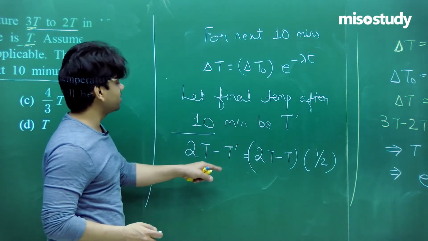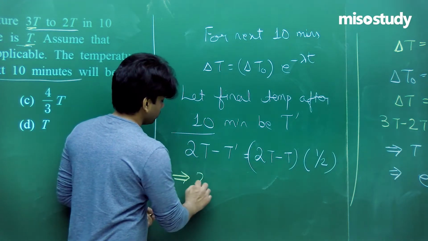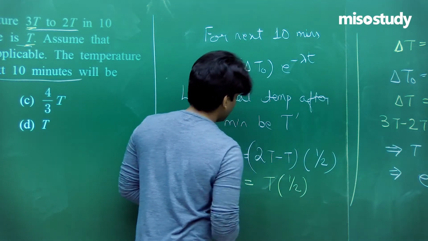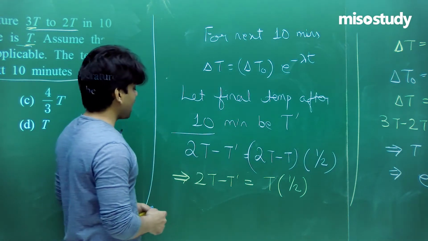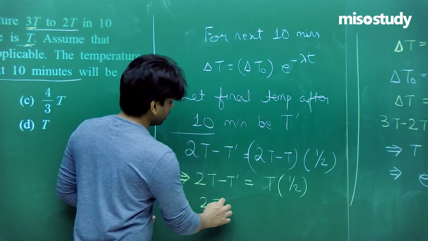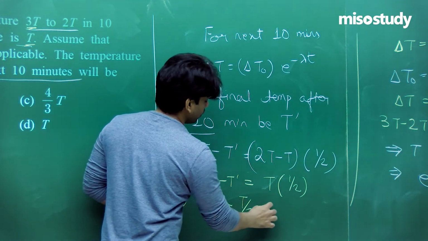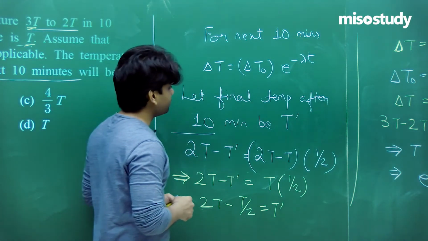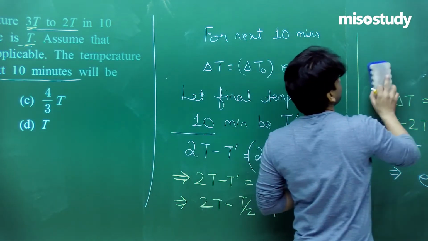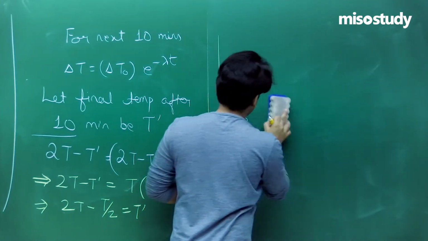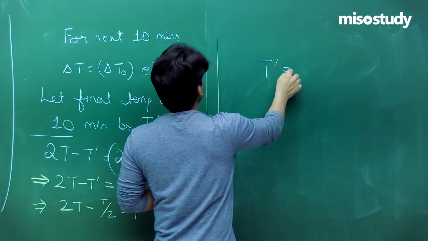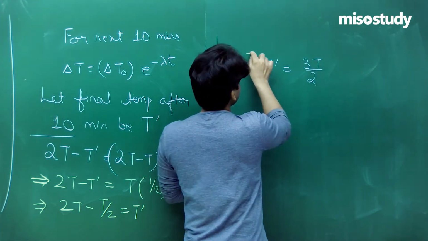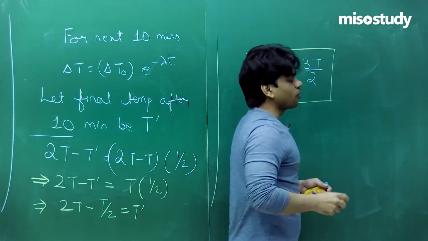Now 2T minus T dash will be equal to 2T minus T, that is T, into 1 by 2. Clearly from here you can get the value of T dash, which will come out to be 2T minus T by 2, equal to T dash. Hence T dash will come out to be 3 by 2 T. So let me write down here the value of T dash: 2T minus T by 2, that is 3 by 2 T.